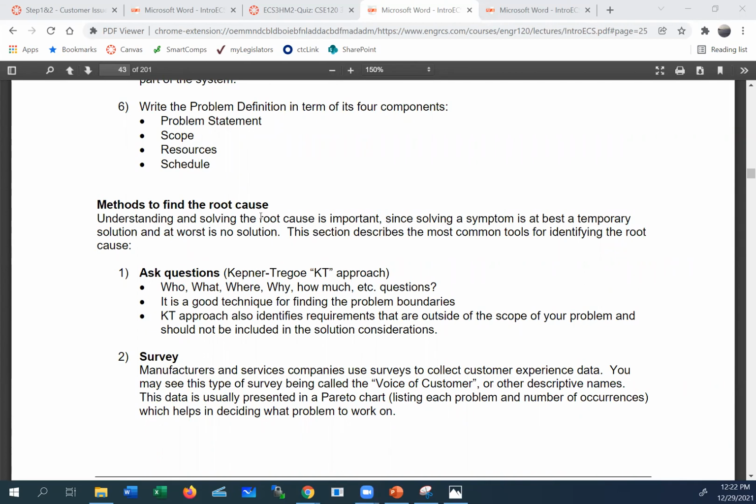It might be out of gas. You might have a failed starter. You might have something plugged. You might be low on battery. It could be many, many reasons. Those are the root causes. The reason the car doesn't run, that's the root cause.